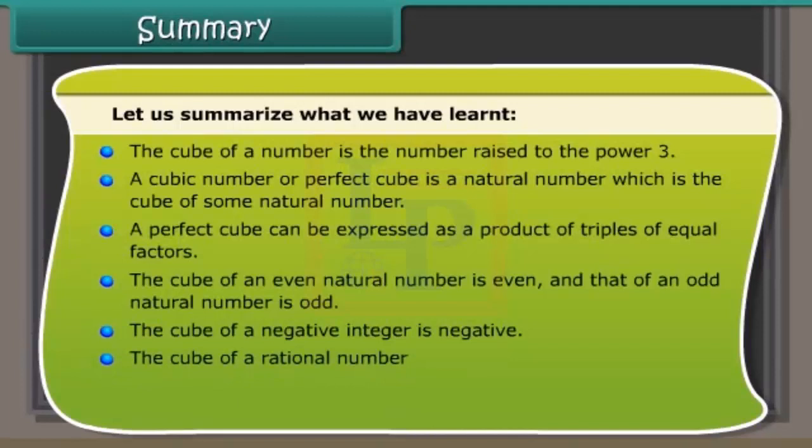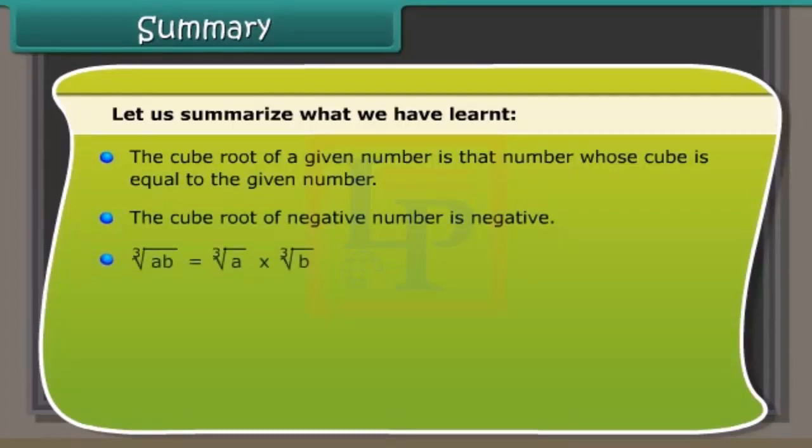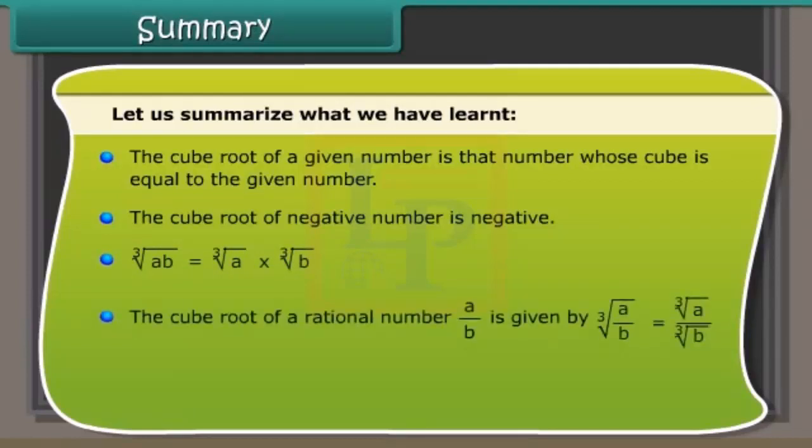The cube of a rational number a upon b is (a/b) whole cubed, which is equal to a cubed upon b cubed. The cube root of a given number is that number whose cube is equal to the given number. The cube root of a negative number is negative. The cube root of ab is equal to the cube root of a times the cube root of b. The cube root of a rational number a upon b is given by the cube root of a upon b is equal to the cube root of a upon the cube root of b.